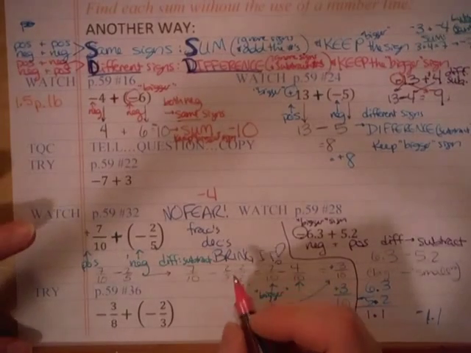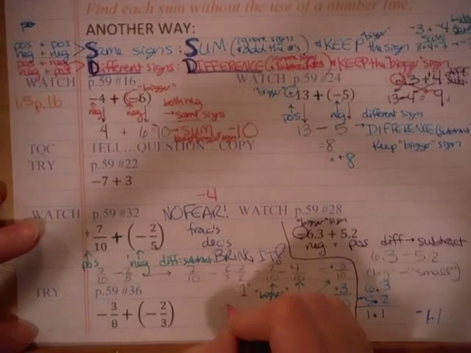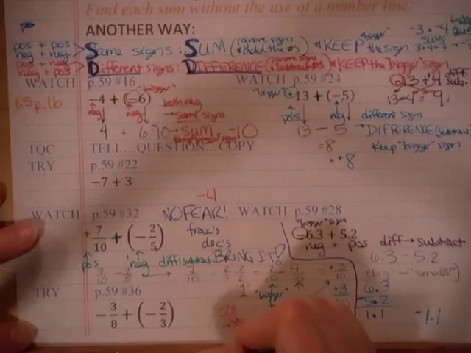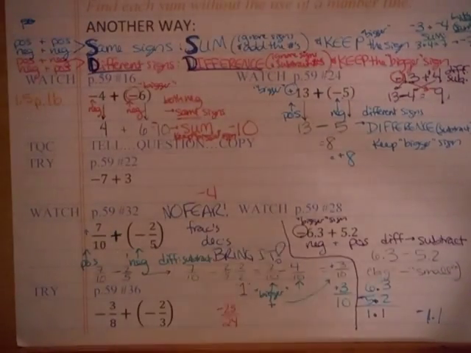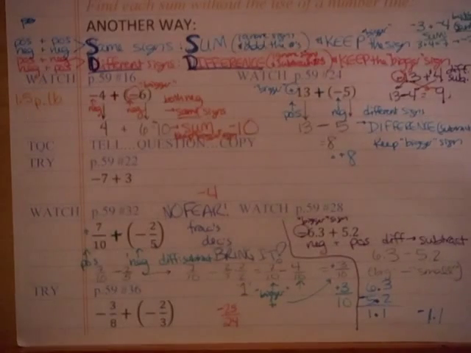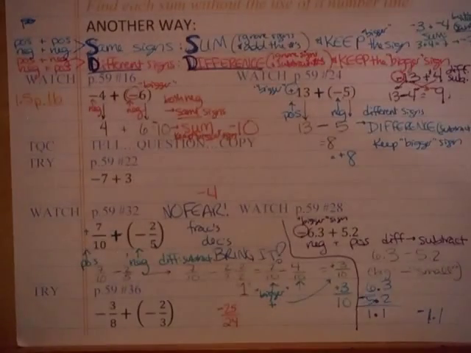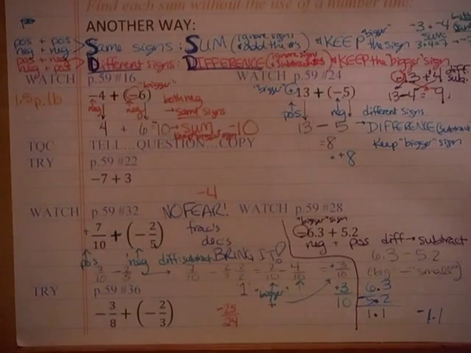Okay, you should have gotten on number 36, negative 25 over 24. And again, we'll hit all the tries completely in class. Bring your questions and any comments, especially if you have a method that's different than the number line or what I'm using here on the notes, the same in different signs. Love to hear it. See it in action.